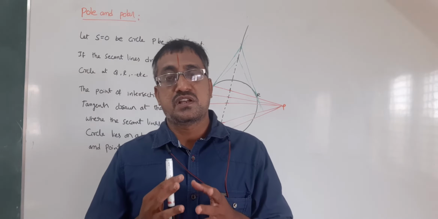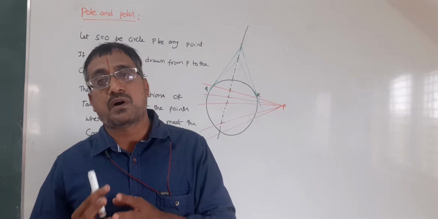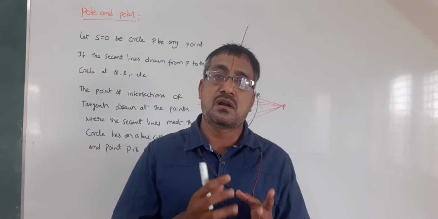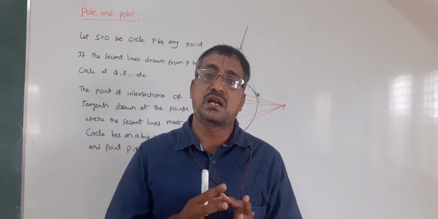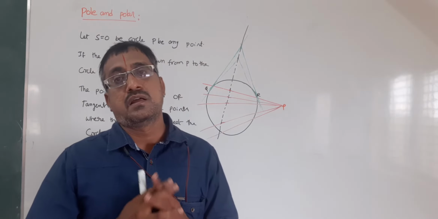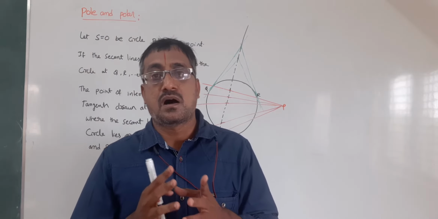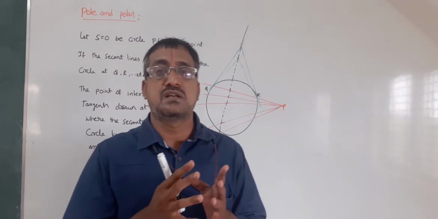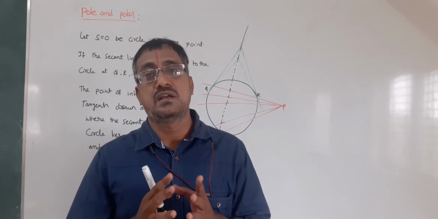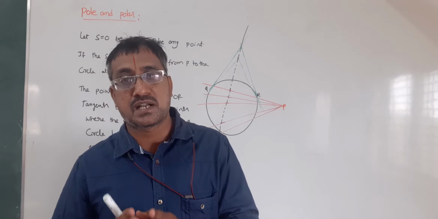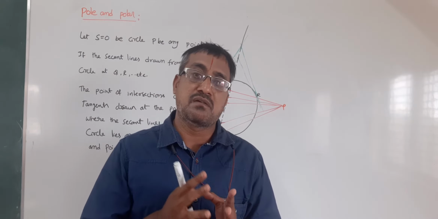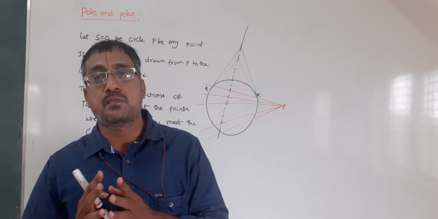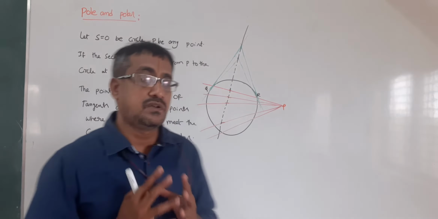Now, suppose the secant lines drawn through the point P meet the circle at Q and R. Then the point of intersection of the tangents drawn at the points where the secant lines meet the circle, listen carefully, lies on a line called the polar. Very, very important concept.